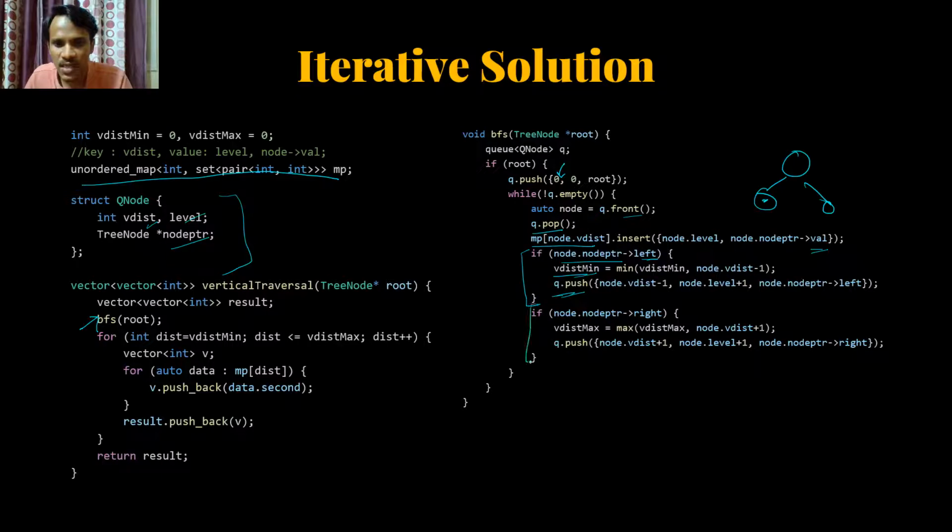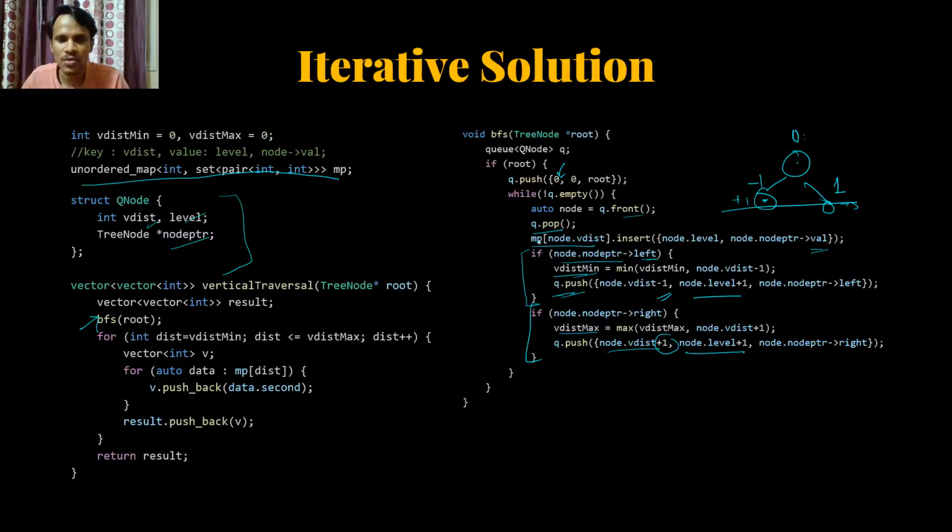And if there is a right child, if we have found a vertical distance which is larger than the current maximum, we update the vertical distance and push the current vertical distance plus 1. Like here the node's vertical distance is 0, then this will be 1 and this will be -1. So this is its current value, this node's current vertical distance, -1 in this case and plus 1 in this case. So the level will be plus 1 in both the cases, this is 0, so this is level 1. Okay, and we push it to the queue.